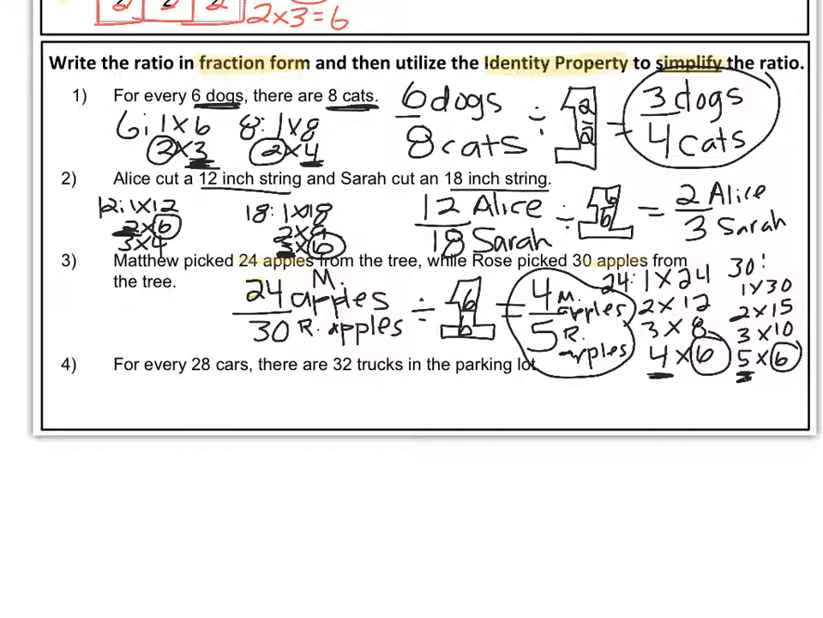It says for every 28 cars, let's highlight or underline, there are 32 trucks in the parking lot. So we're going to write this ratio in the form of a fraction. So this is going to be 28 cars over 32 trucks. Okay, we want to simplify this, so that means we're going to divide, and we're going to utilize the identity property.